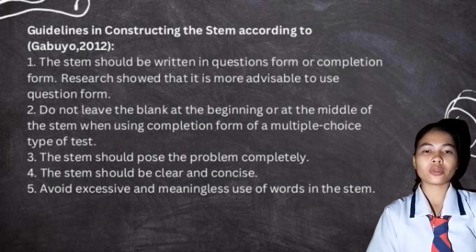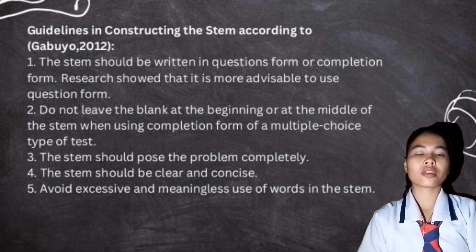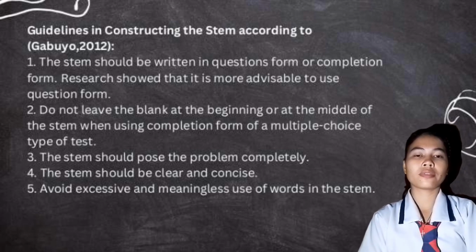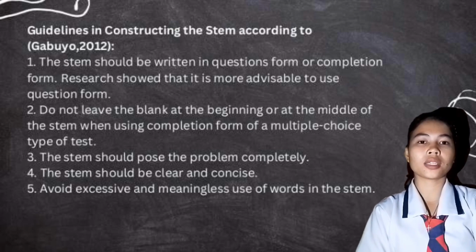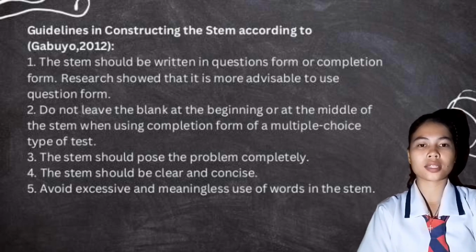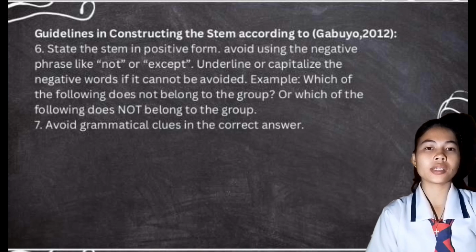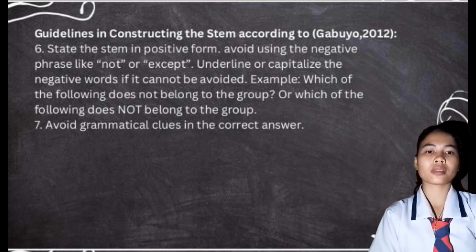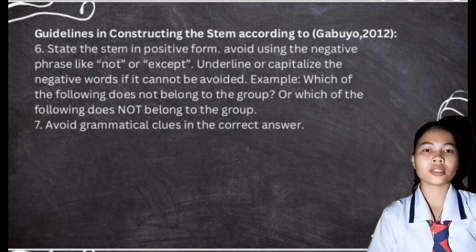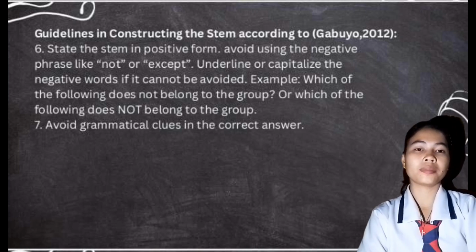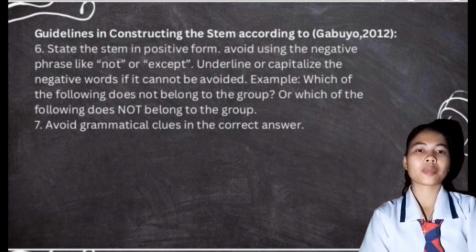And the fourth one, the STEM should be clear and concise. The fifth one, avoid excessive and meaningless use of words in the STEM. And number 6, state the STEM in positive form. Avoid using negative phrases like the small word of not or except. And underline or capitalize the negative words if they cannot be avoided.